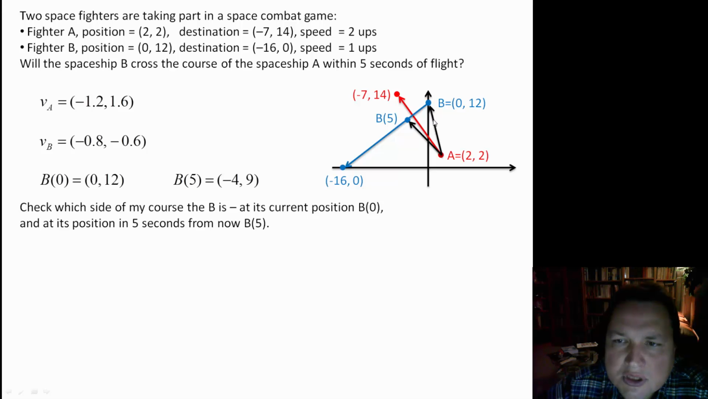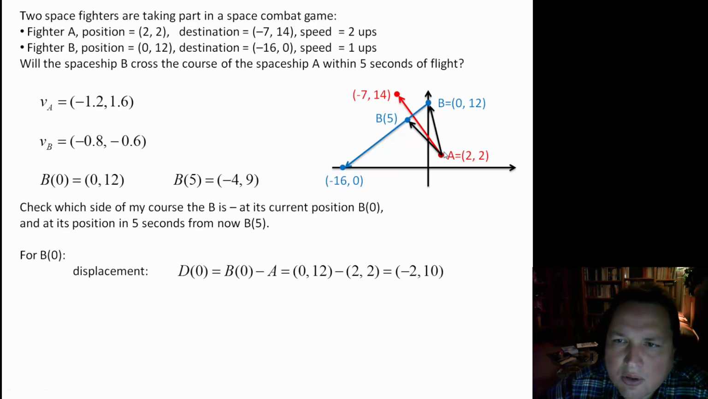I have to determine whether these two vectors are on two different sides of my velocity vector or on one side. As you may remember from the first part of this presentation, this kind of problem is solved using a cross product, but firstly we have to calculate the displacement vector for both B0 and B5.